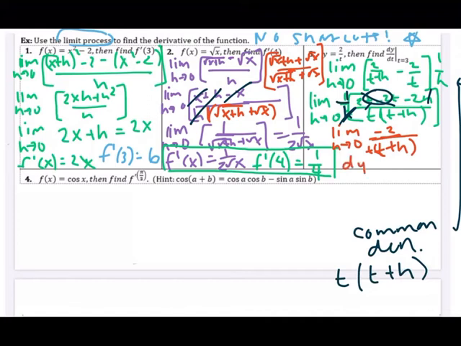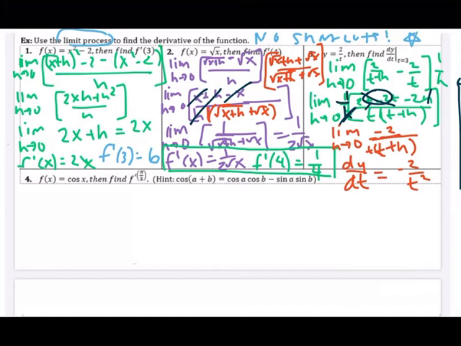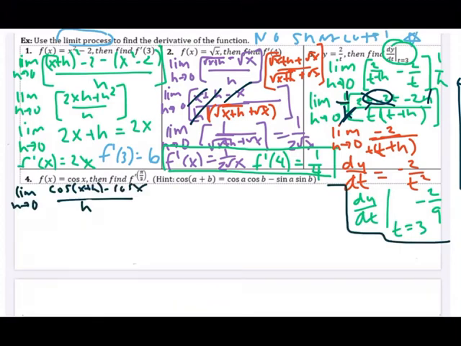As h approaches 0, I'm just going to have t squared in the denominator. So dy dt is going to just be negative 2 over t squared. And that function allows me to find the slope of the tangent line at any point along the curve. Now up here it's specifically asking me to find out what happens when t is 3, so dy dt evaluated when t equals 3 is just going to be negative 2 over 9.